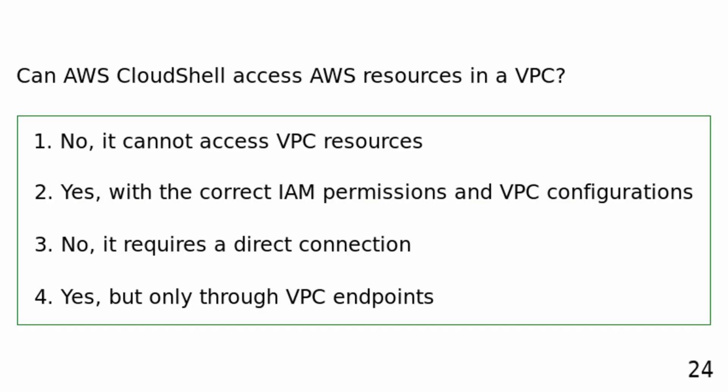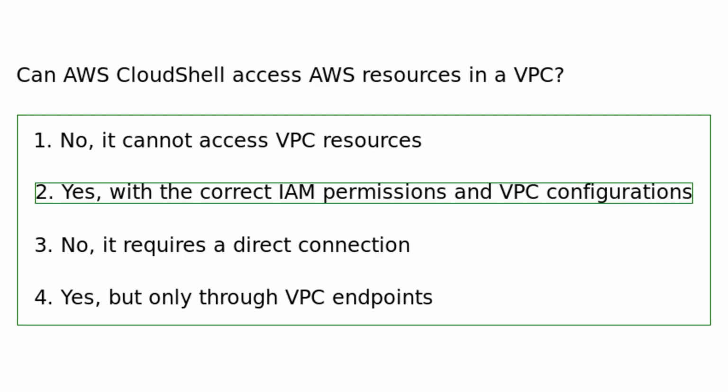Can AWS CloudShell access AWS resources in a VPC? No, it cannot access VPC resources. Yes, with the correct IAM permissions and VPC configurations. No, it requires a direct connection. Yes, but only through VPC endpoints. AWS CloudShell can access AWS resources in a VPC with the correct IAM permissions and VPC configurations.